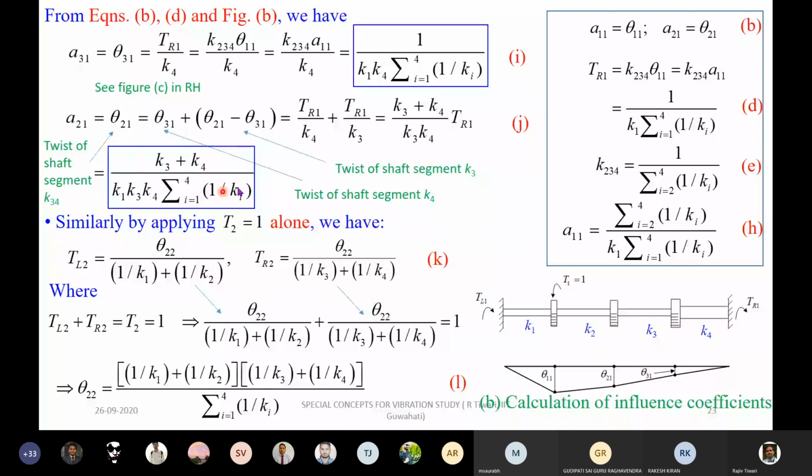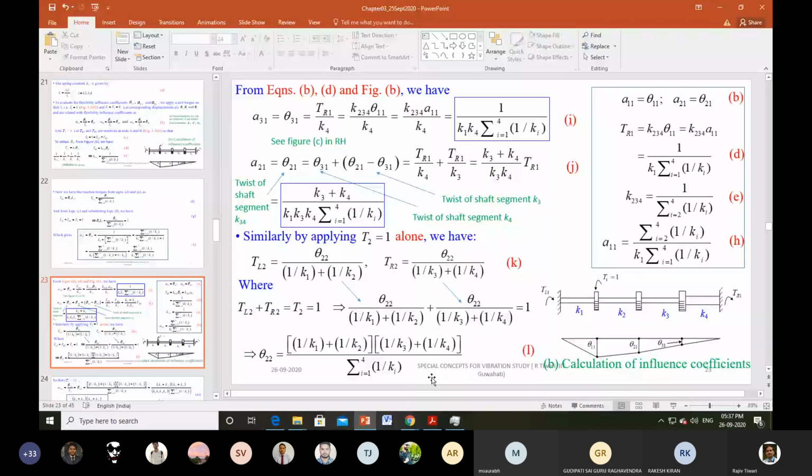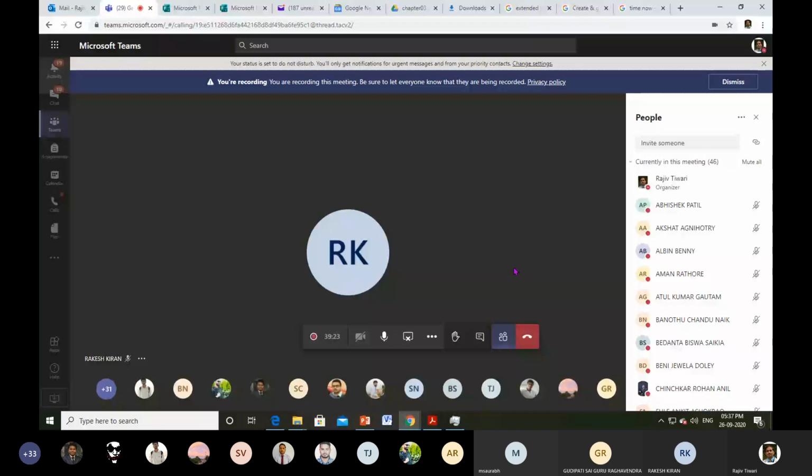If you have any questions on this, I'll take them up. Otherwise, I can explain the remaining things. If you have any question till now, the other concepts will be similar to this. Getting influence coefficients is slightly involved, and sometimes people prefer to obtain the stiffness, which is easier as compared to the influence coefficient.